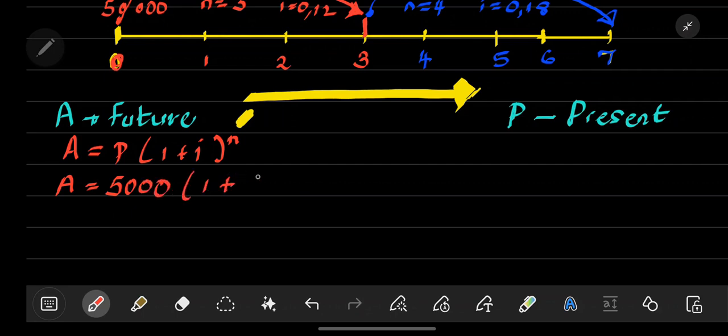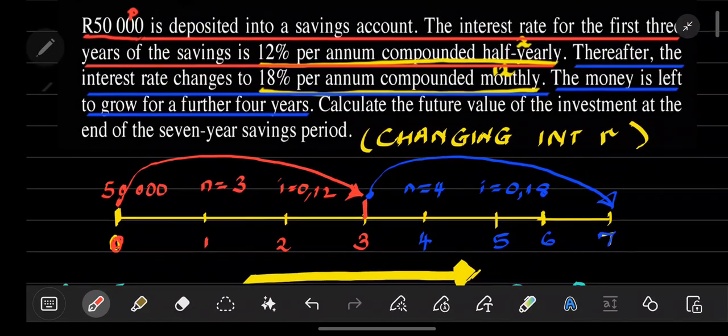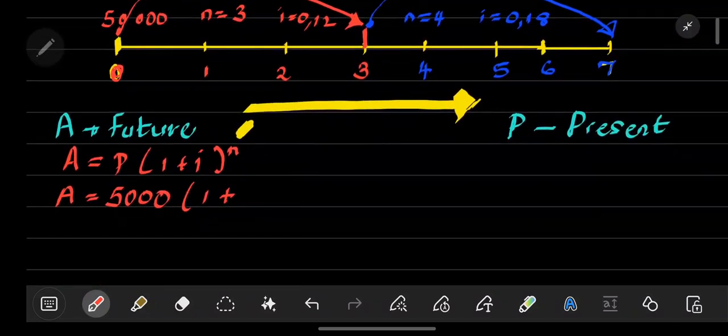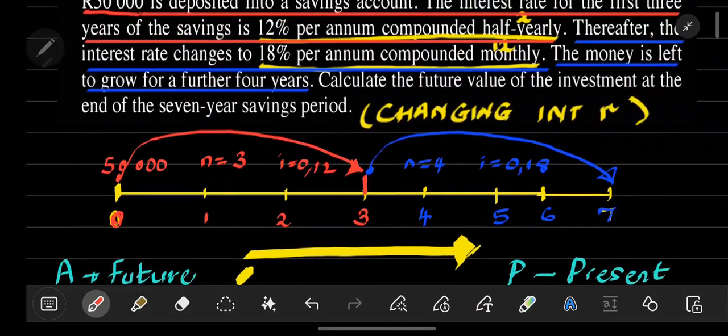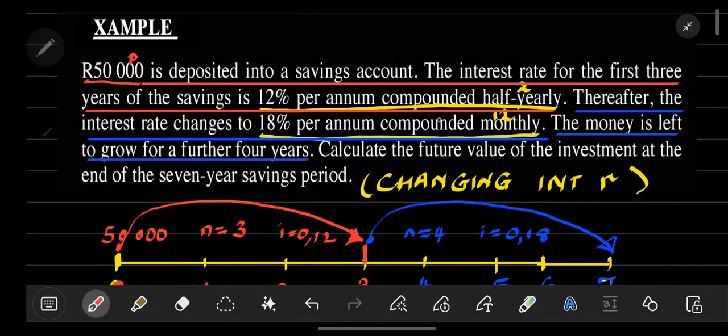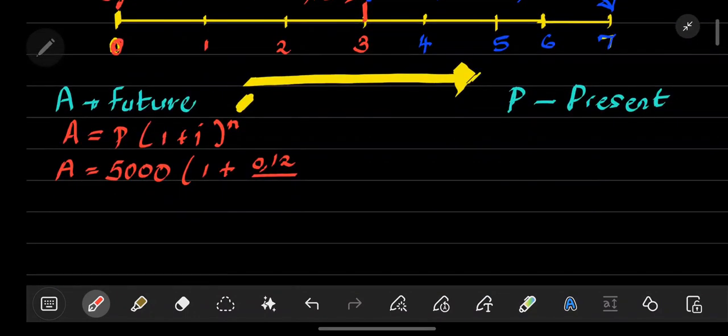And then we say 1 plus i. We have worked out our i already, and we said it was 0.12, remember? Which is 12%. So our i is going to be 0.12. But then do not forget your compounding period. It was 12% per annum, compounded half yearly. So half yearly, we simply divide by 2 there.